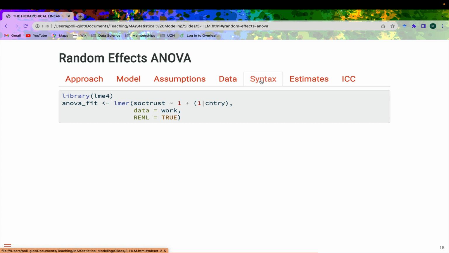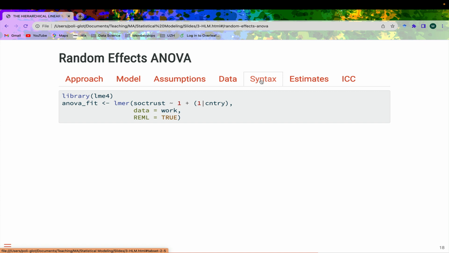So it's a linear model that we're applying. And now comes the syntax. The key bits of syntax here are the equation specification and the details about the estimation. So I have no predictor variables in this random effects ANOVA model. The only thing I'm saying is that social trust is equal to a grand mean plus some deviations from that.